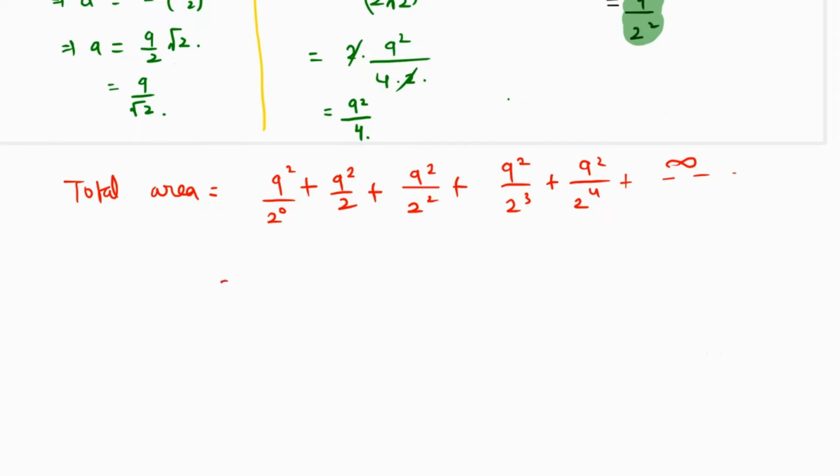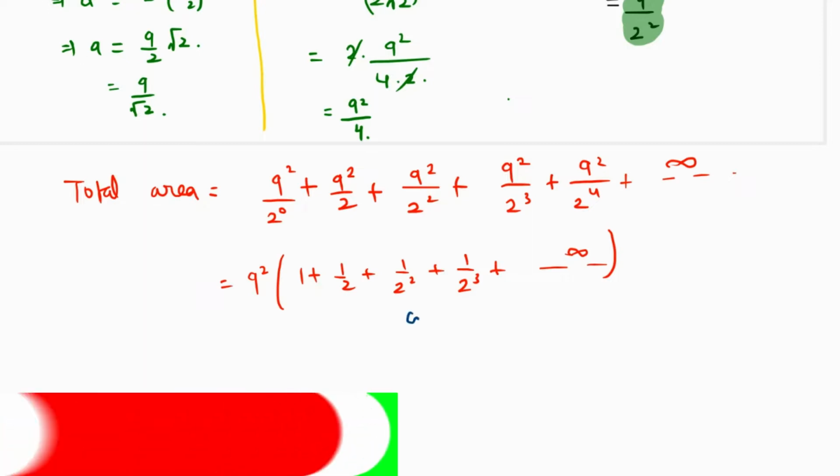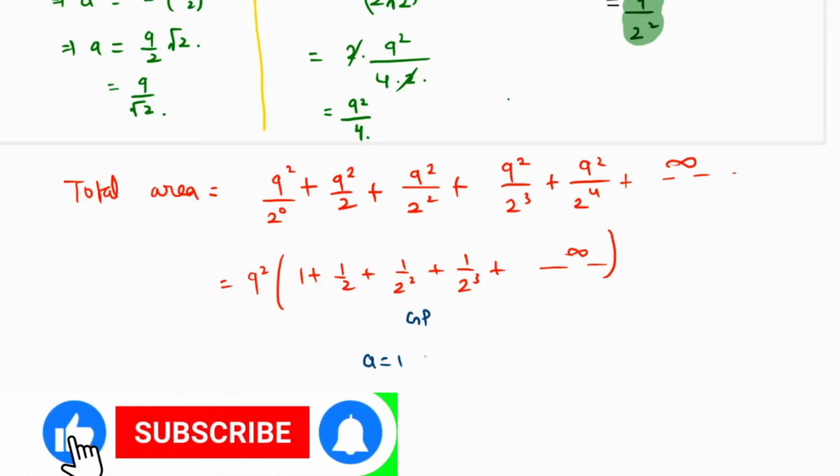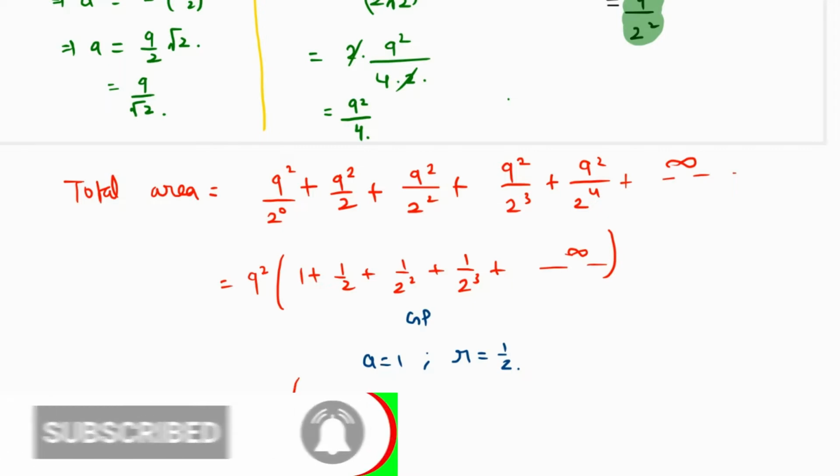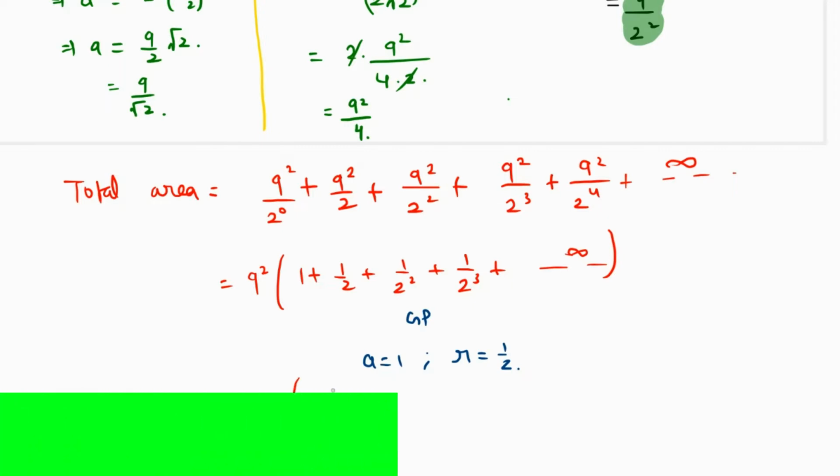This is a geometric progression, because if we take 9 square as a common factor, we have 1 plus 1 over 2 plus 1 over 2 square plus 1 over 2 cube, and so on. So this is a GP with first term 1 and common ratio 1 over 2. We know that the formula for the sum of the infinite terms of a GP is a over 1 minus r.